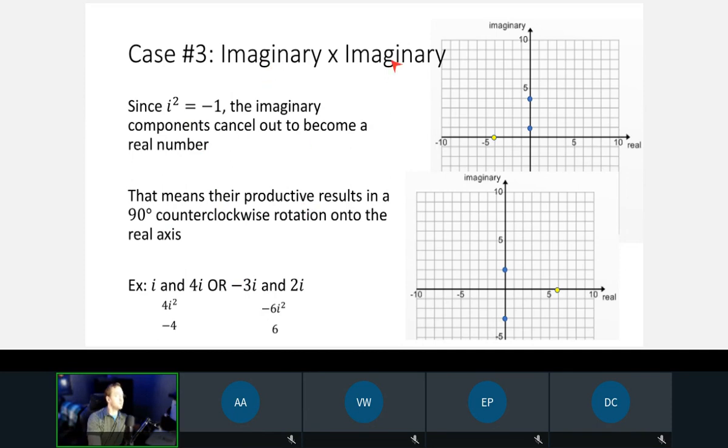So we're talking about imaginary times imaginary, so i times i. i squared is -1, it becomes real. There's these two imaginary numbers, i and 4i. Here's i, here's 4i. So this times this causes a counterclockwise rotation to become a real number. And then looking at this example here, we have -3i times 2i. This causes a counterclockwise rotation to become a real number.